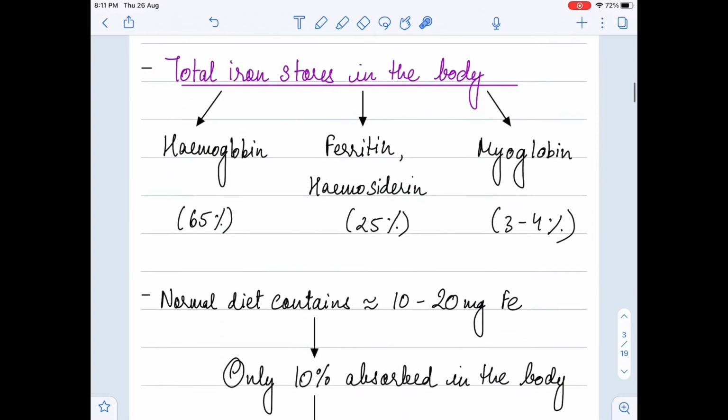So, what are the total iron stores available in the body? Looking at the percentages, we notice that hemoglobin constitutes the maximum of the total iron stores in the body, found in the RBCs, while ferritin and hemosiderin are stored in macrophages and constitute 25% of the total iron stores. We must not forget that in muscles, iron is also available in the form of myoglobin, which constitutes about 3 to 4% of the total iron stores.